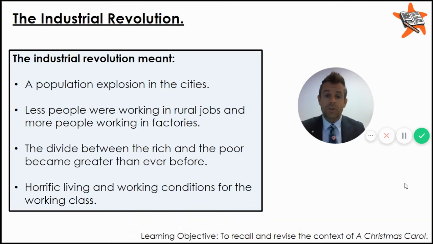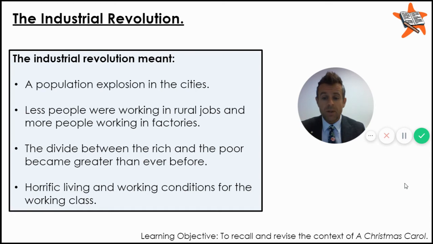So the Industrial Revolution is a key part of the historical context that we need to know. What did the Industrial Revolution mean? Well, it meant that there was a population explosion in cities, in particular London, which is where Dickens was based. It meant that there were less people working in rural jobs and more people working in factories, and that was a shift, a change in society.